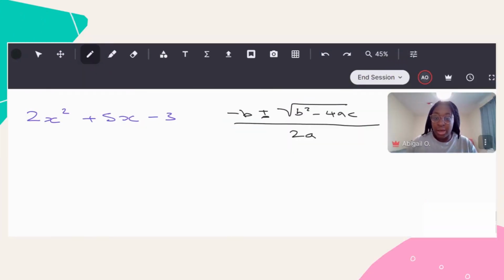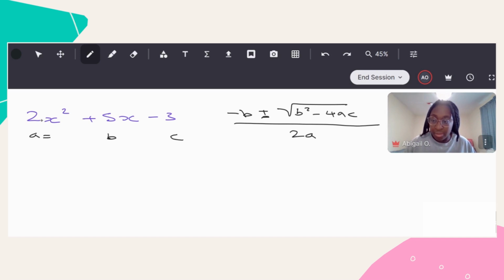Okay, so we're now going to look at how you use the quadratic formula to break down a quadratic expression. What we're going to do is look at our quadratic expression on the left-hand side and label all of the numbers. The x squared terms are always labeled A, x terms are labeled B, the number term is labeled C.